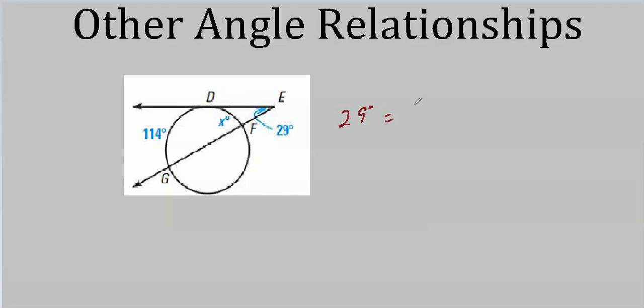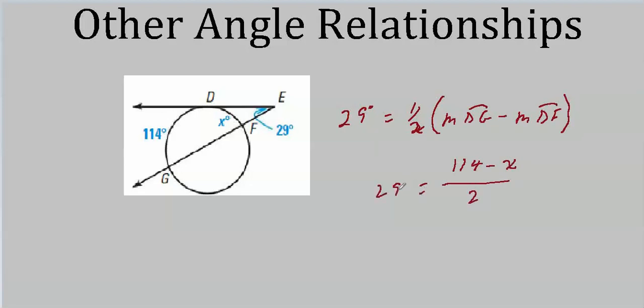Which means that this angle here, 29 degrees, must equal 1/2 of the big arc, that's DG, minus the small arc, that's DF. Well, the big arc here is 114 degrees. The small arc we don't know. That's x. And this is all over 2 and equal to 29 degrees.